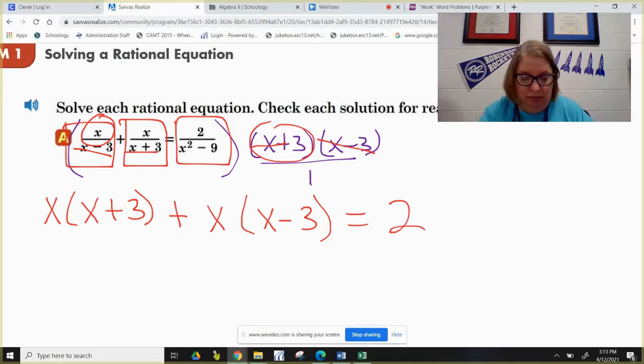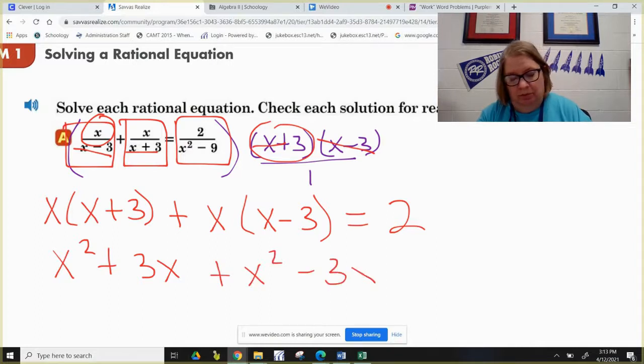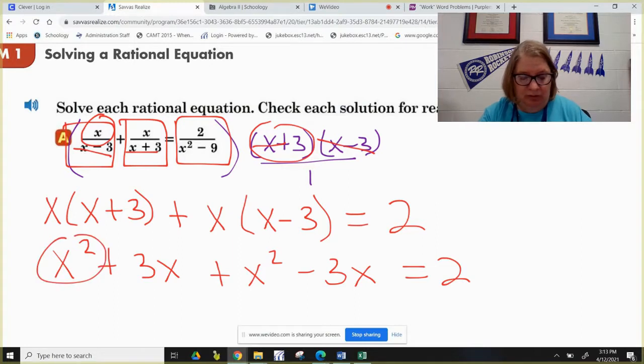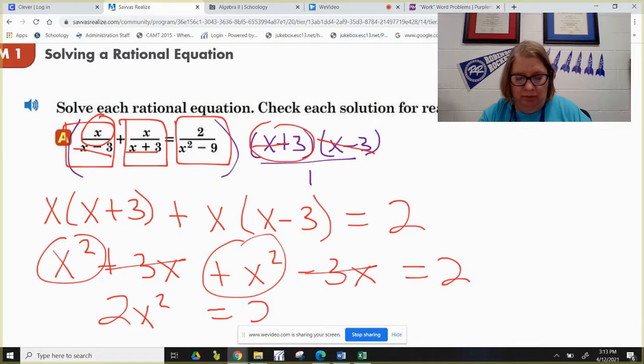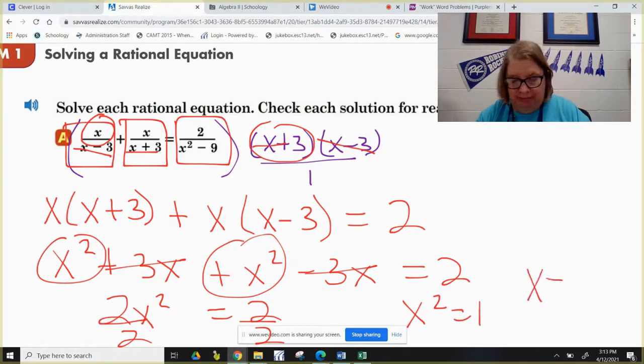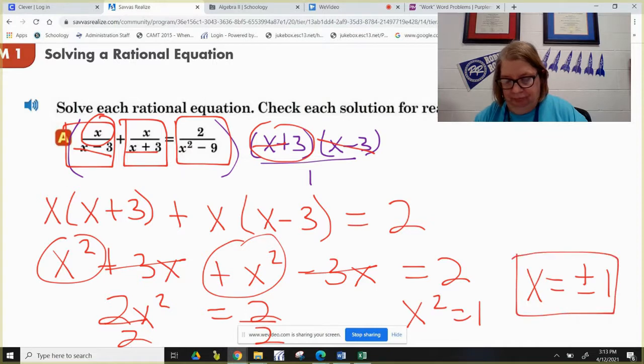Now we're going to simplify, distribute. Combine like terms. I have x squared and an x squared there, so that's 2x squared. 3x minus 3x, those cancel. Divide by the 2. Take the square root. So we have two solutions, 1 and -1.